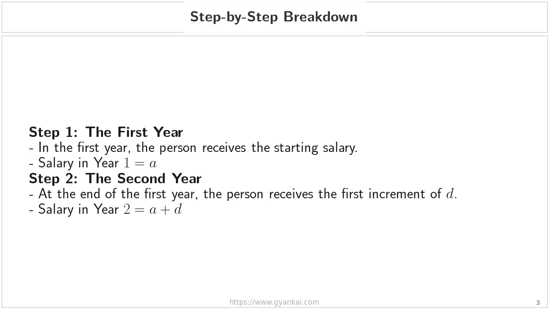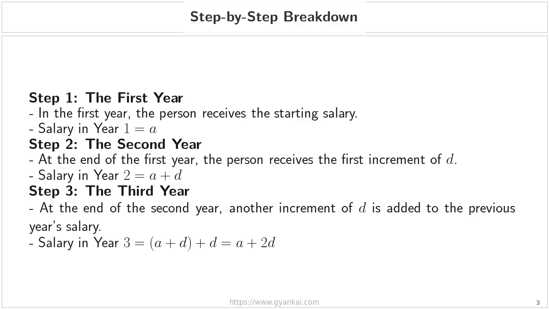Moving on to step 2, the second year. At the end of that first year, the company provides the first fixed increment, which we called d. So, to find the salary for year 2, we take our starting salary and add the difference, giving us a plus d. Now let's look at step 3, the third year. At the end of the second year, another increment of d is added to the previous year's salary. If we take our year 2 salary, which was a plus d, and add d again, it becomes a plus d plus d, which simplifies to a plus 2d.